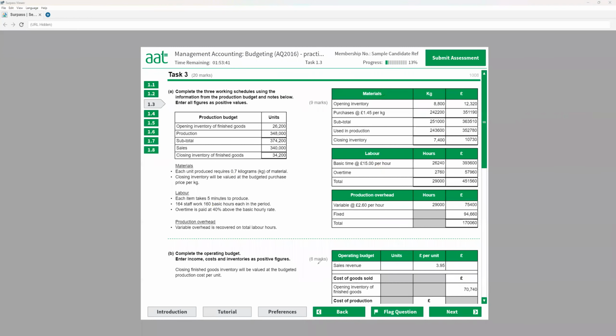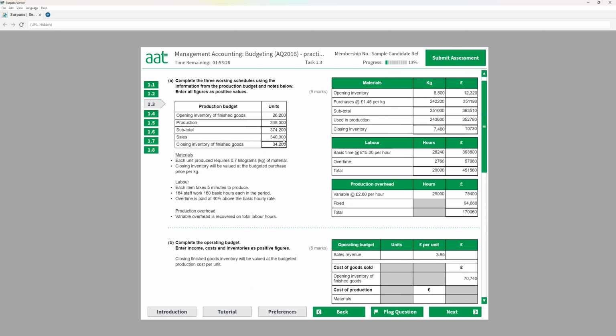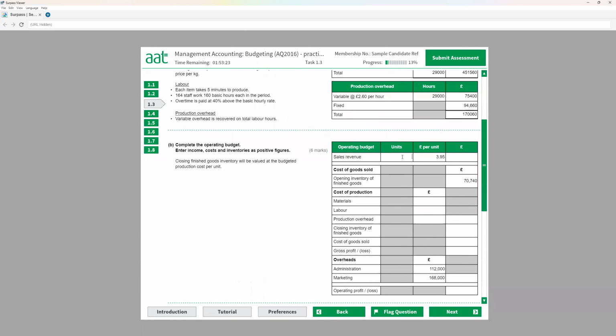The operating statement we have. So the operating statement, we have to take all the information from the last three tables. All right, let's have a look. So the first one says the sales unit, 340,000. So write it down. 340,000 sales unit times by 3.95. That gives me 1,343,000.